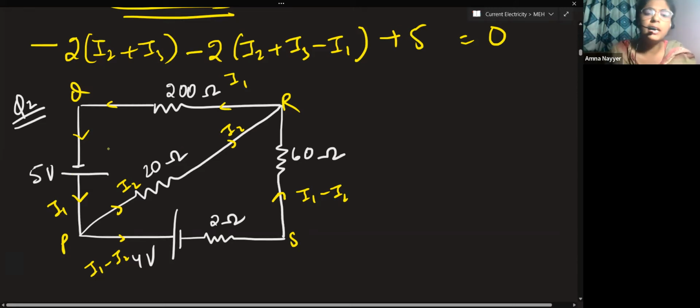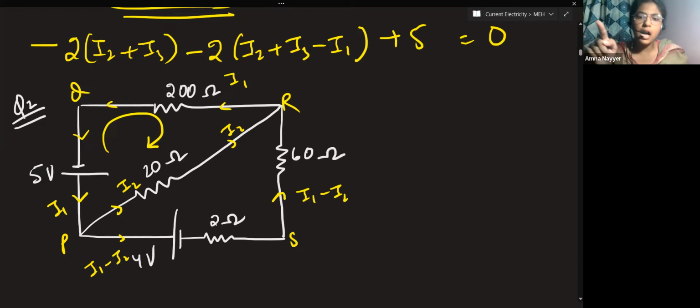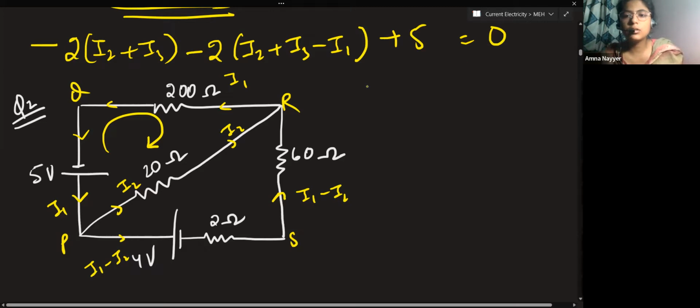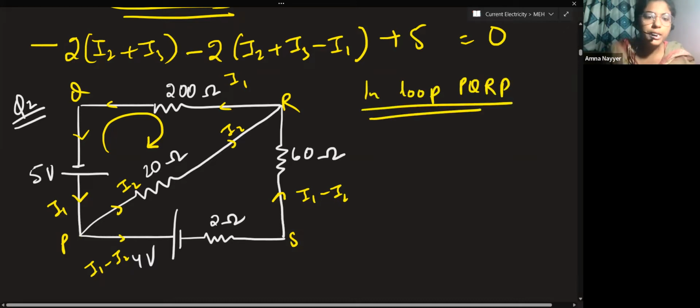Now let's go in any direction. Let's go clockwise. Clockwise, I hope you know, clockwise will be from P, Q, R, then R to P back. P to Q to R to P back. So in this loop, P, Q, R, P in this loop. Now let's start from P to Q. From the positive terminal, we are moving on to the negative terminal.